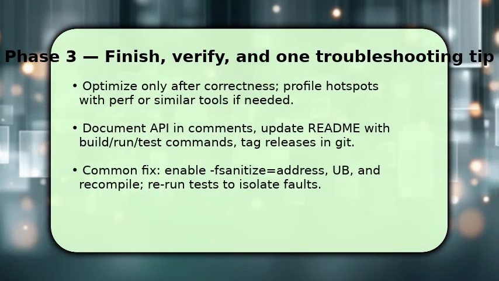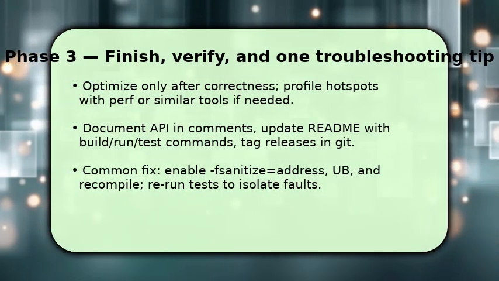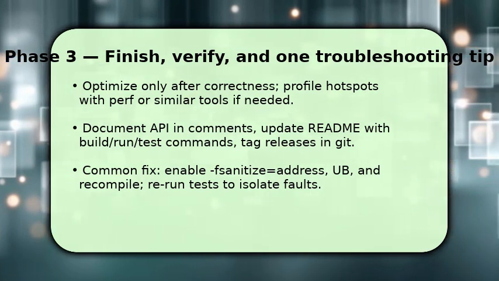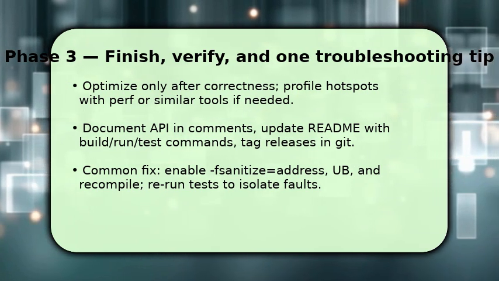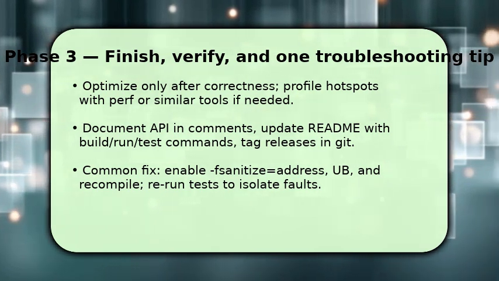You finish by validating correctness before optimizing. First, make sure tests pass across inputs, then profile if performance matters. Document how to build and run, and add a release tag in Git so you can revert if needed.